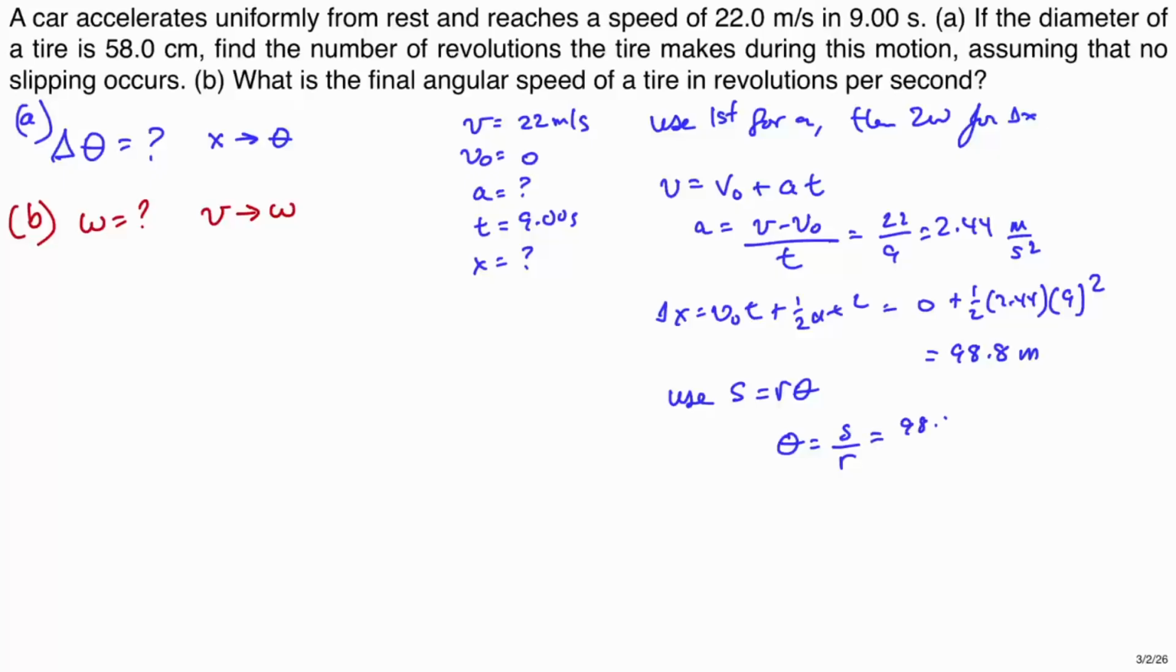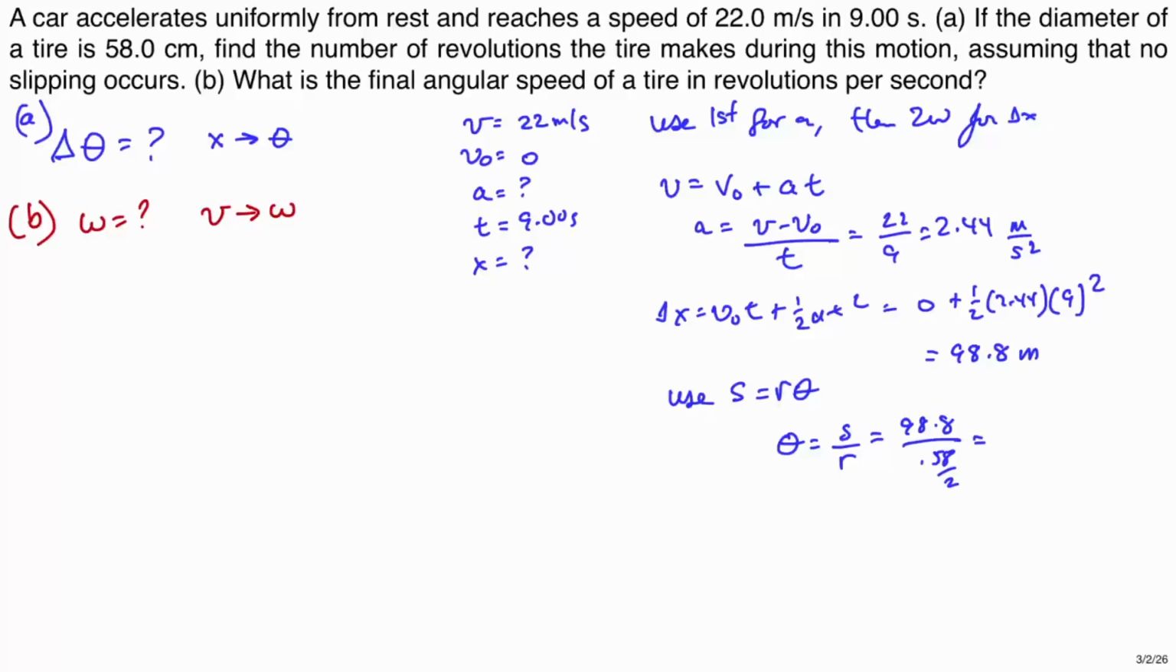So 98.8, and then this is very, very important. What do you divide by? 0.29. Good. Not 0.58. Because what's 58 centimeters? It's the diameter. How many times have I screwed that up? Many. All the time, right? I forget that diameter is not radius. It's 0.58 divided by 2, right? Is the radius of this wheel.